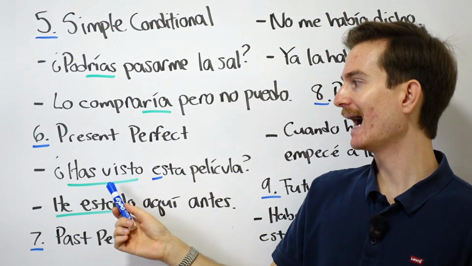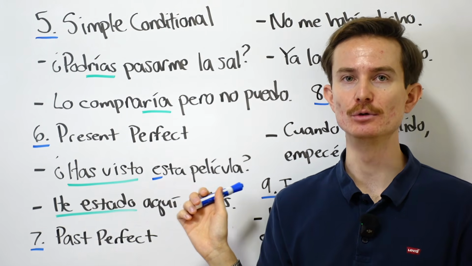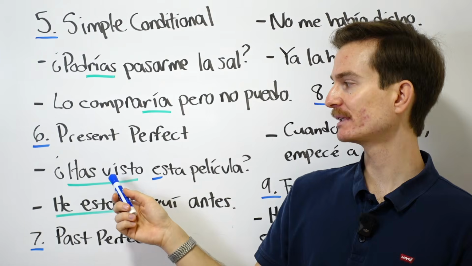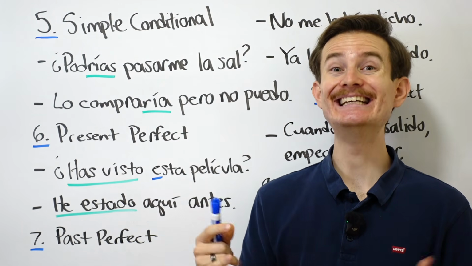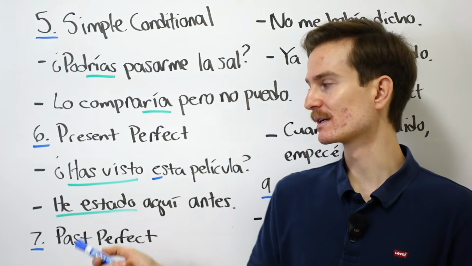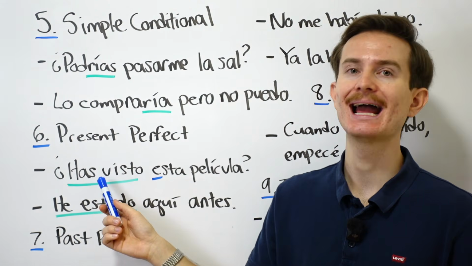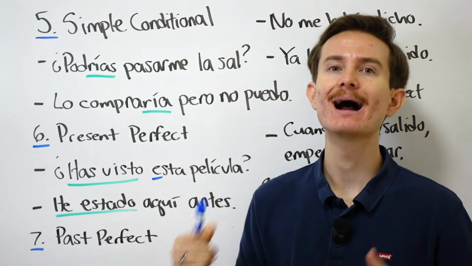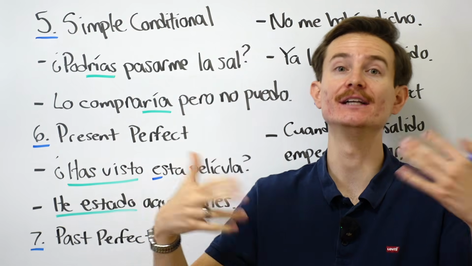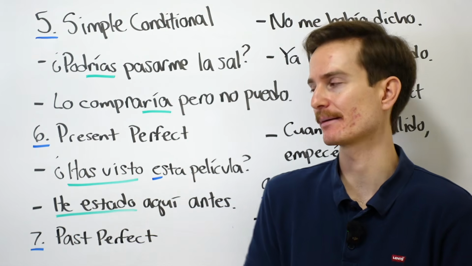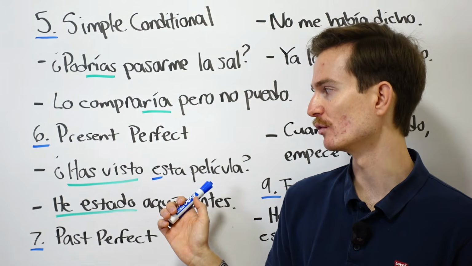So for example, ¿has visto esta película? Have you seen this movie? Okay, so let's say I put this in the preterite and I said, ¿viste esta película? Did you see this movie? Whereas this would be, have you seen? Okay, so the idea of has meaning have you, okay, coming from the verb haber, meaning to have, not to physically have something, but to have done something, said something, eaten something, okay? ¿Has visto esta película? Have you seen this movie?